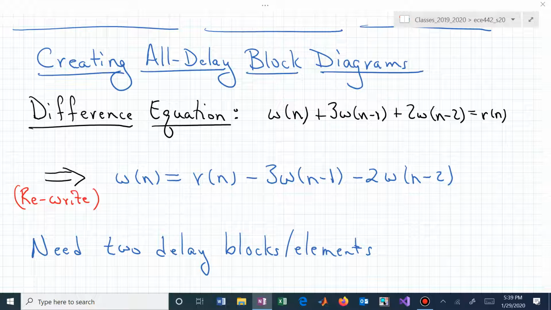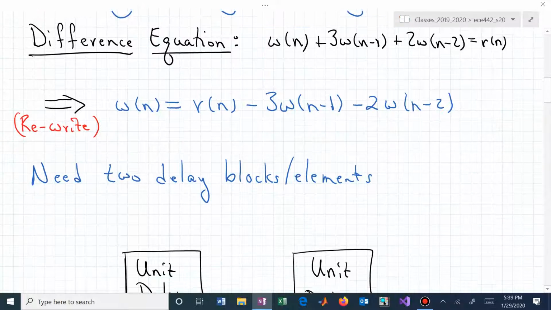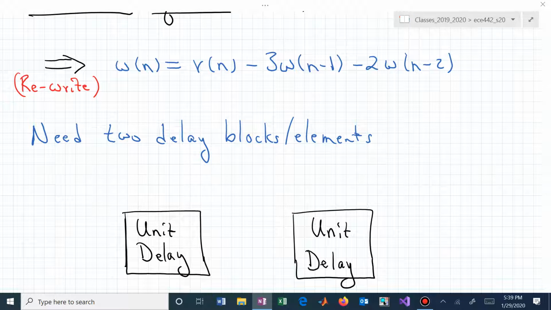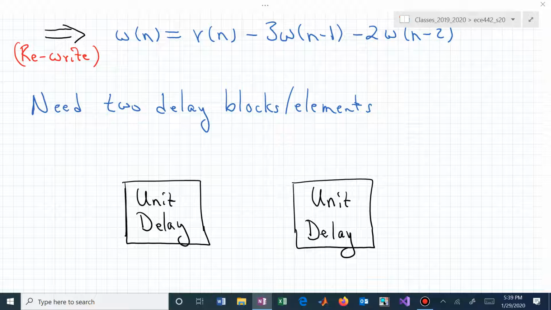The output of our summing junction will be W of n, and it's going to have three signals going into it. An R of n signal, a delayed omega signal, and a double delayed omega signal with gains associated with them. But right now you know that we need two delay blocks because it's second order. So now you can just put those on your paper, your delay blocks, and say, I know I need two. And what we now want to do is figure out how to interconnect these delay blocks with gains and summing junctions to be equivalent to that difference equation that's still on the top of our paper.